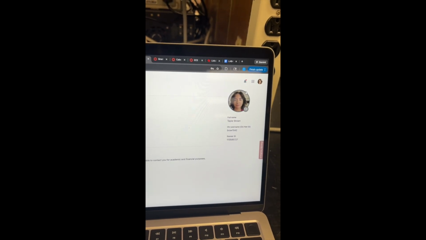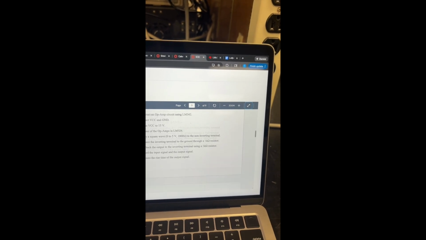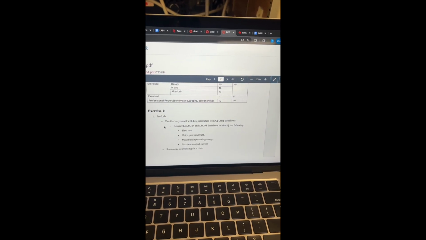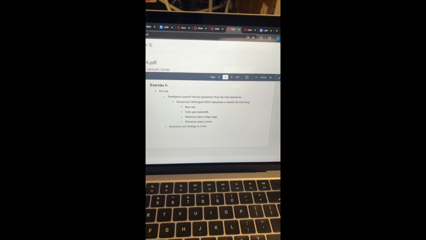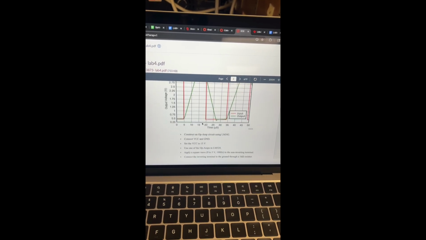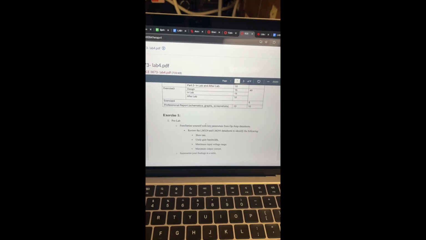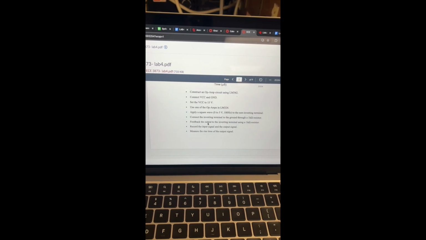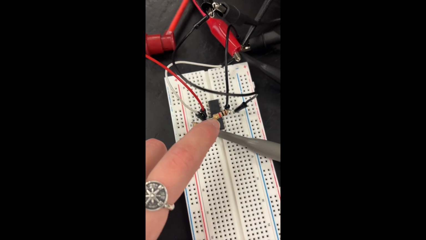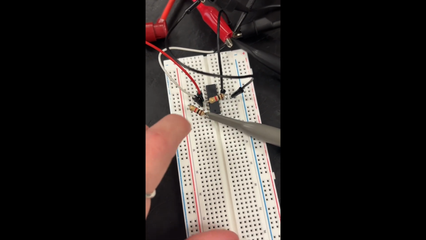Hello, I am Taylor Brown, and I'm working on exercise 1 of lab 4, where we are just working with an LM324, and we're looking at the slew rate of it. We're basically walked through how to construct the circuit in these steps right here. So I've created that circuit here, and I'm using this portion of the LM324.